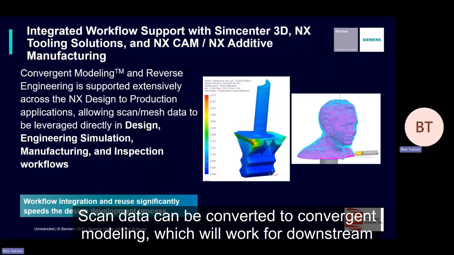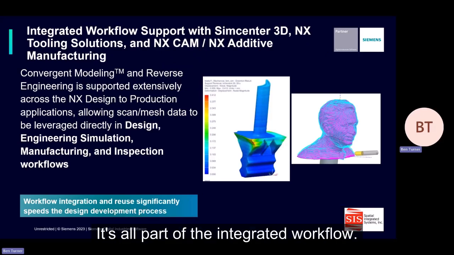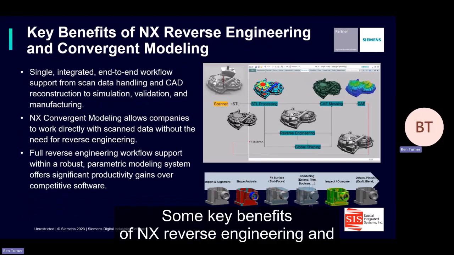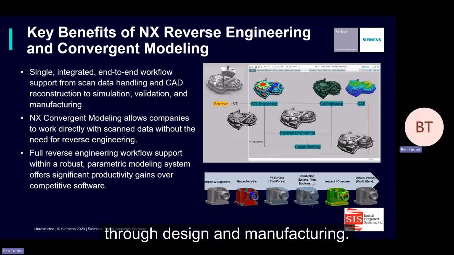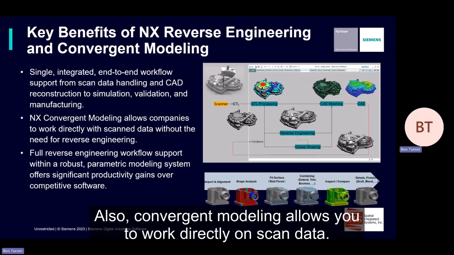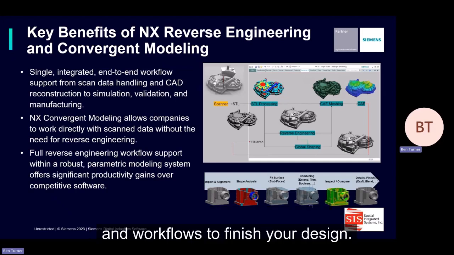Scan data can be converted to convergent modeling, which will work for downstream applications such as simulation, manufacturing, and inspection. It's all part of the integrated workflow. So some key benefits of NX reverse engineering and convergent modeling include end-to-end workflow supporting scan data all the way through design and manufacturing. Also, convergent modeling allows you to work directly on scan data. It also has a full suite of reverse engineering tools and workflows to finish your design.